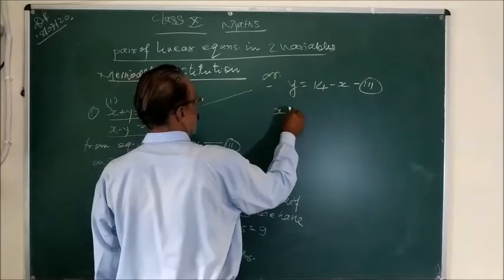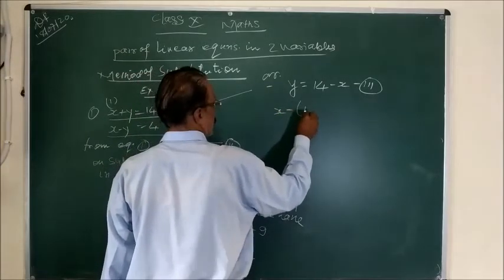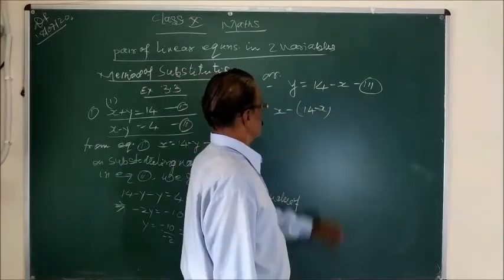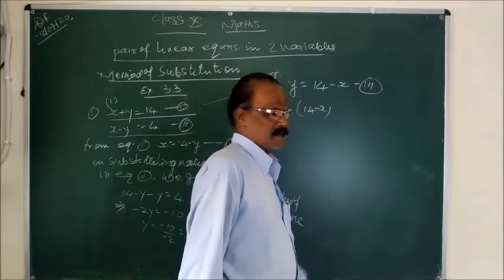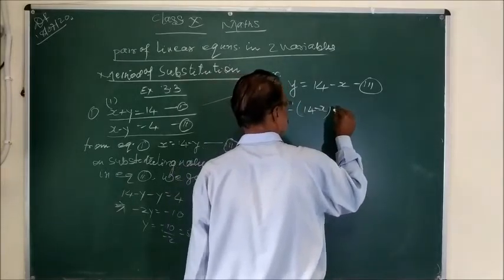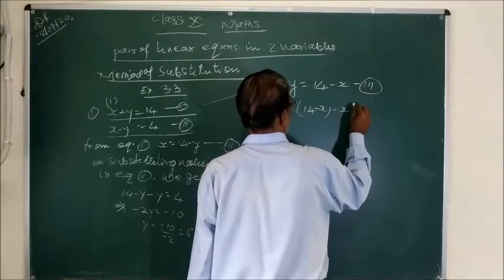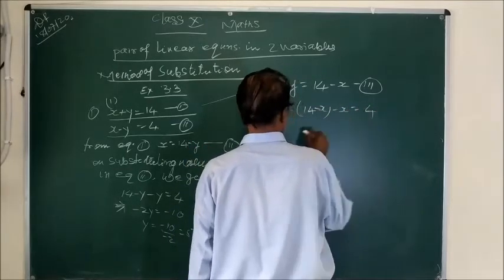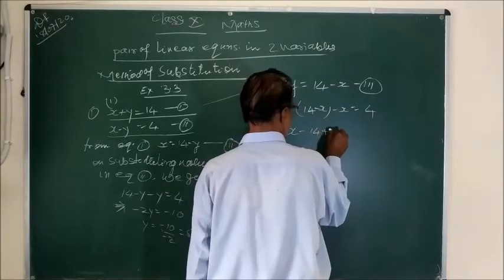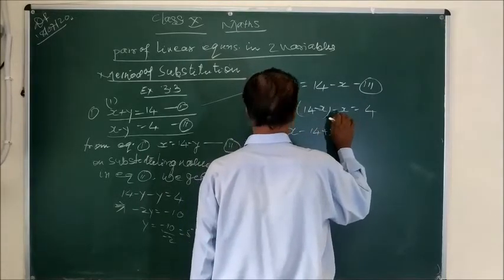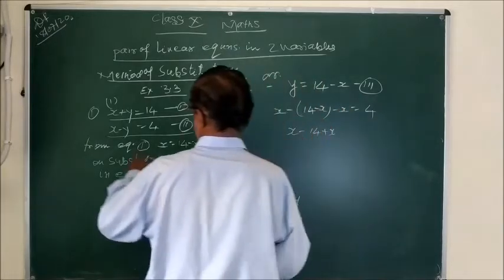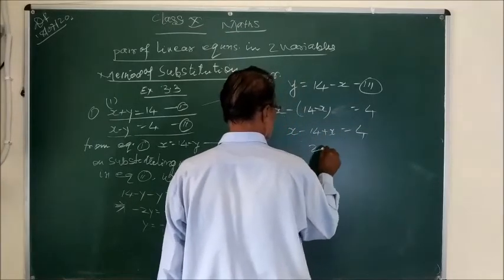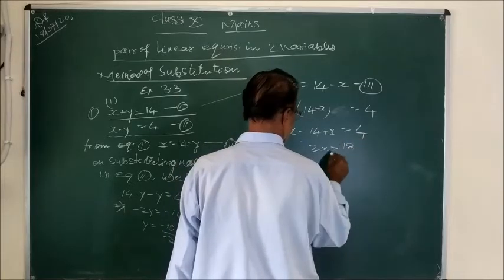So you will get x minus (14 minus x). Keep in your mind, if there is a minus sign, you know very well this is the rule of removing the bracket: all the signs will be changed. So x minus y is equal to 4. Now x minus 14 plus x is equal to 4, so 2x, and this side 18, x is equal to 9.